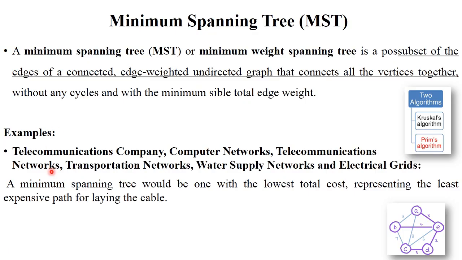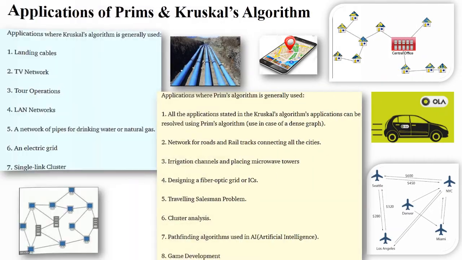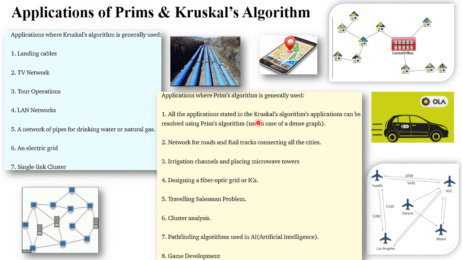So these are some applications. A minimum spanning tree is generally used in telecommunication companies, computer networks, transportation networks, water supply networks, and some electrical grids also. Minimum spanning tree has two algorithms, Kruskal and Prim's. Before starting the algorithm, here are some applications, some real life examples, where the Prim's and Kruskal algorithms work.